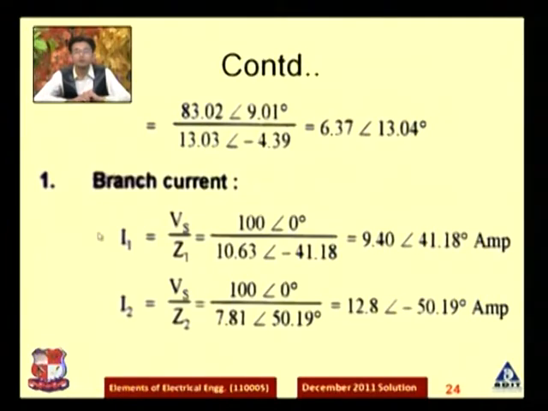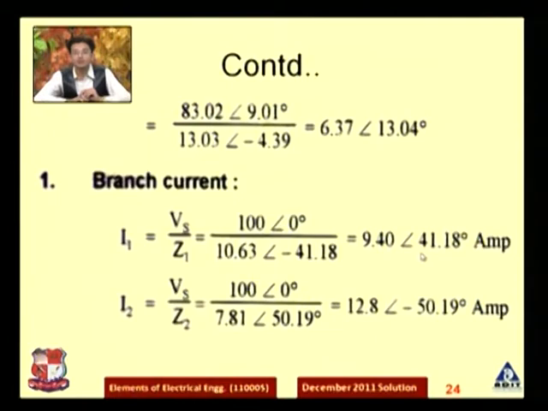Now you need to find the branch current. As there are two branches in the circuit, for the first branch, I is equal to V divided by Z. What is Vs? Vs is the supply voltage. It is 100 volt at a phase angle of 0 degree. What is Z1? It is 10.63 and the phase angle is minus 41.18. Putting this in the equation, you will get 9.40 for current and the phase angle is 41.18.